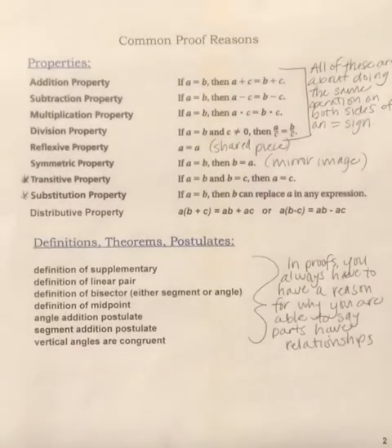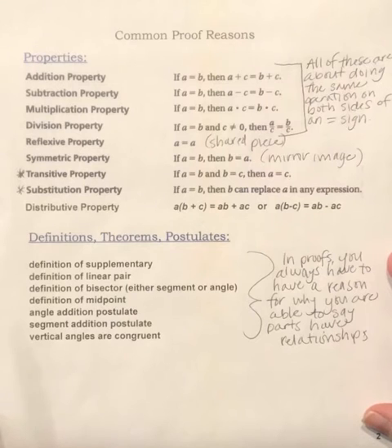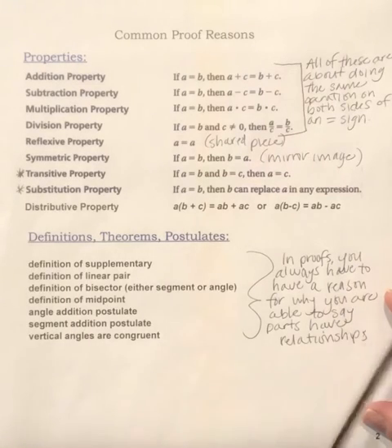The information that we are going to be using for proofs primarily in this chapter, and we're also trying to set up a little bit of the relationships that are going to be coming up in chapter 3, but since we're sticking with algebra, most of our reasons are going to be properties. So you have addition, subtraction, multiplication, and division properties. Those aren't math operations, those are really the idea. All of them are about doing the same operation on both sides of the equal sign.